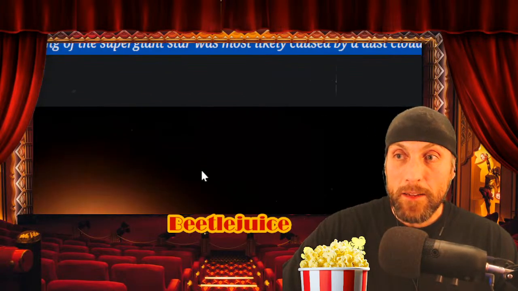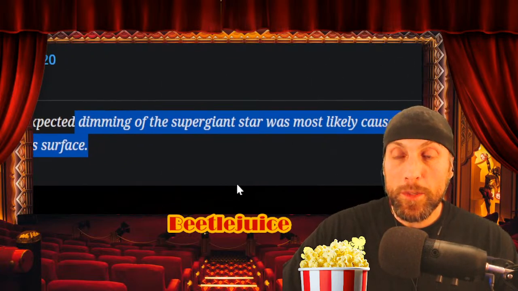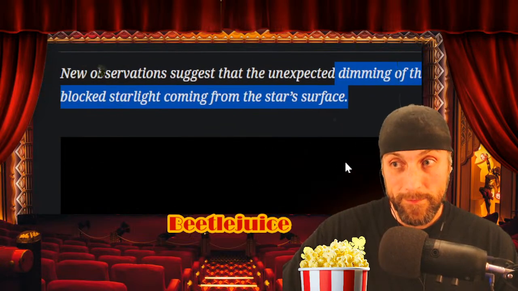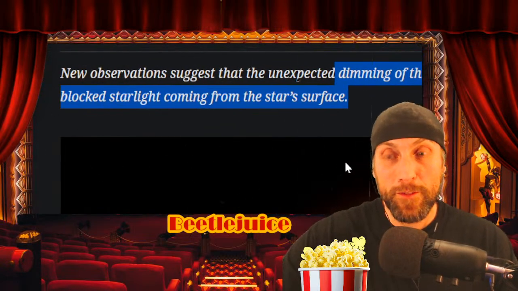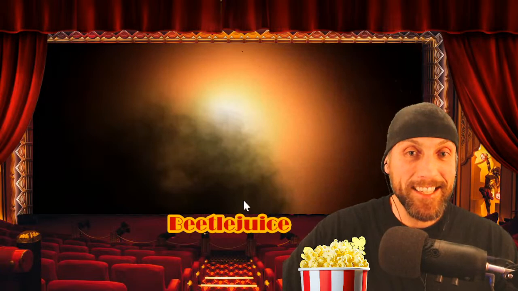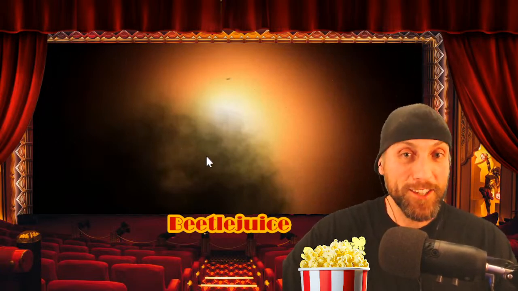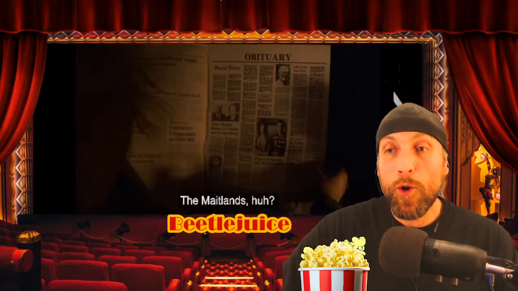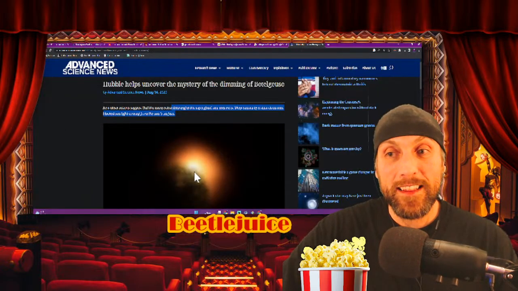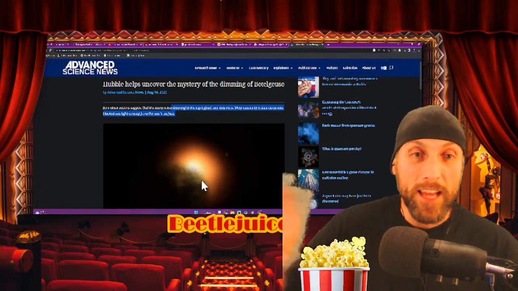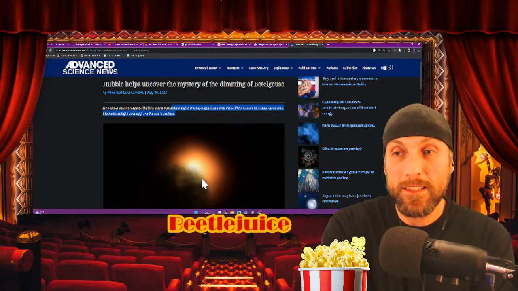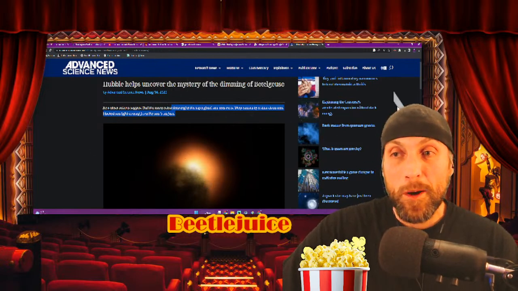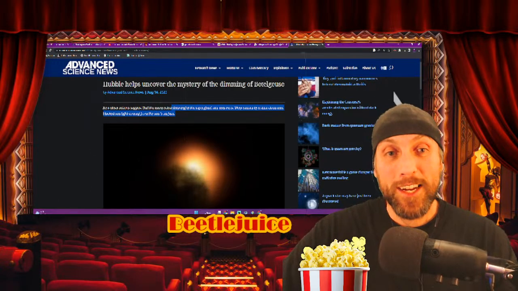So check this out. This is what they say. They say that the dimming of the supergiant star was most likely caused by a dust cloud that had blocked starlight coming from the star's surface. So they're saying that this is a big old huge cloud of dust that's just moved in front of that star. Interesting. I've got my own theories on that. Basically, I feel like this is an eclipse of whatever that heavenly light source is, because I believe they can all be eclipsed. You just have to block out their light. But dust, that's a supergiant star.